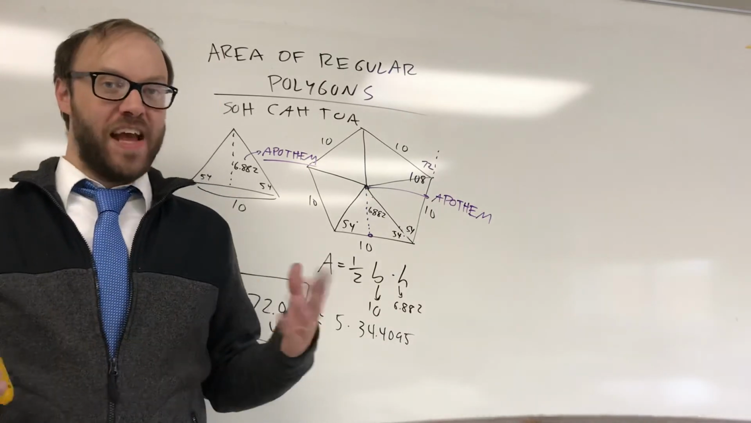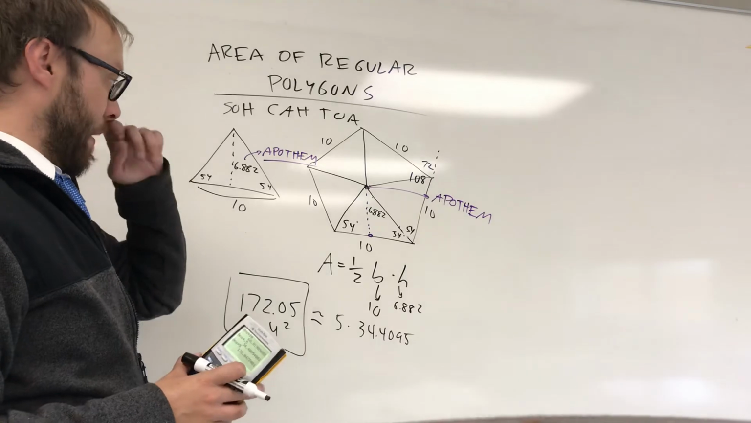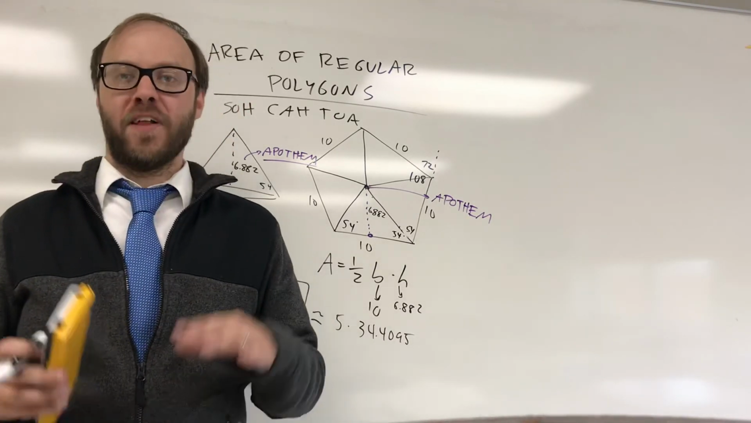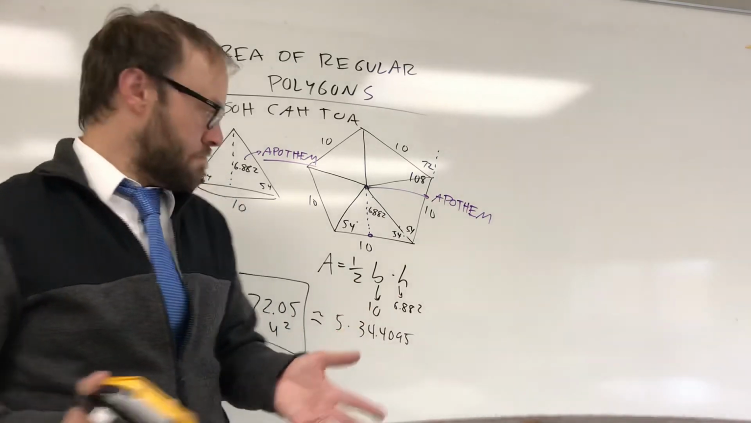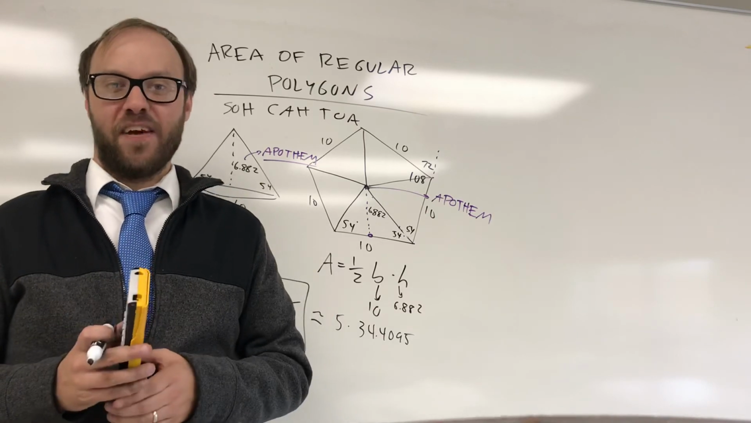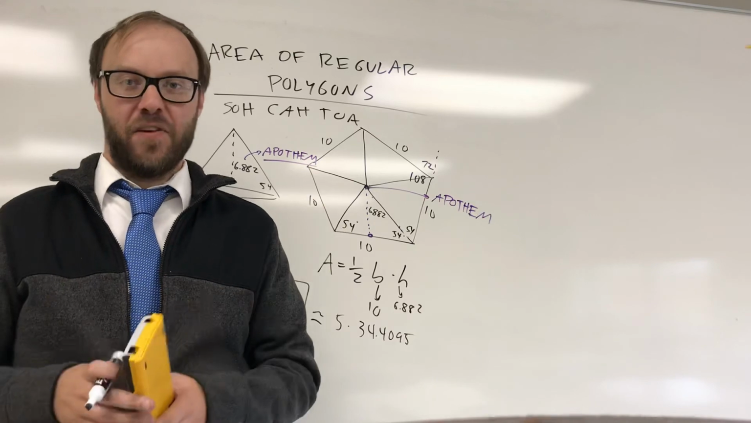So, pretty challenging problem. That's how you can find the area of a pentagon. In a future video, I'm going to show you a different formula. The shortcut formula can be used. This approach will always work though. Use trig and angle measures, find the area of one of the triangles, multiply by the number of triangles, and you've got the area of your regular polygon.